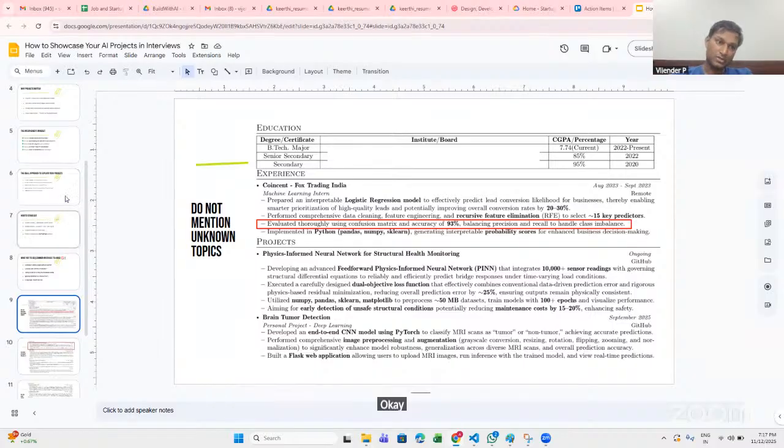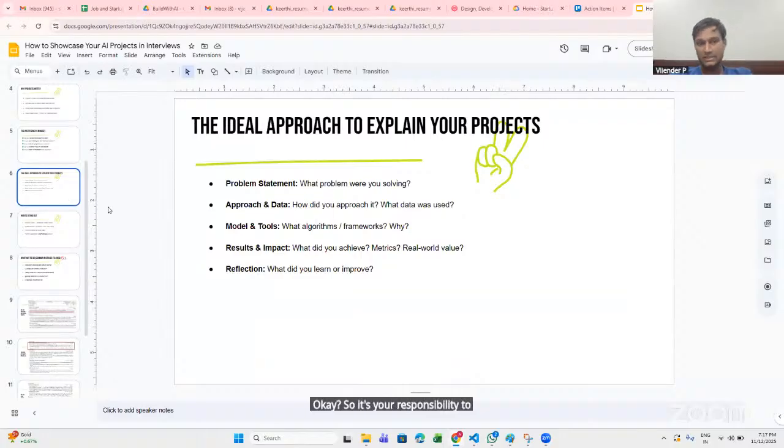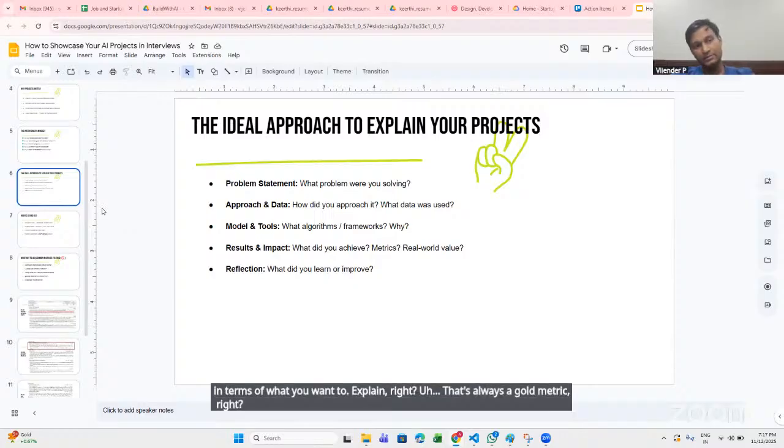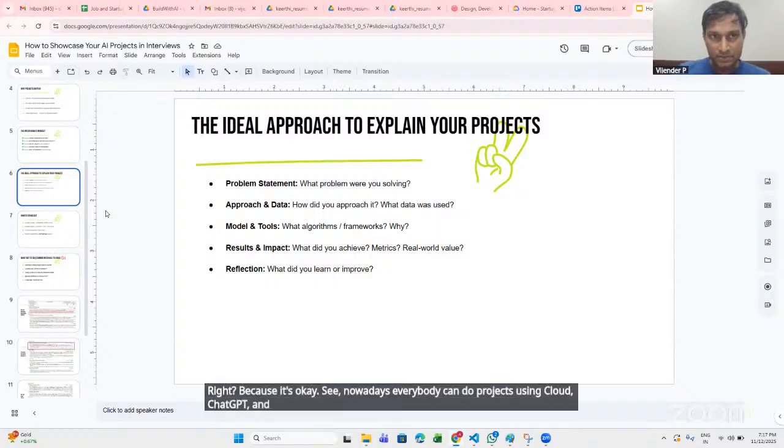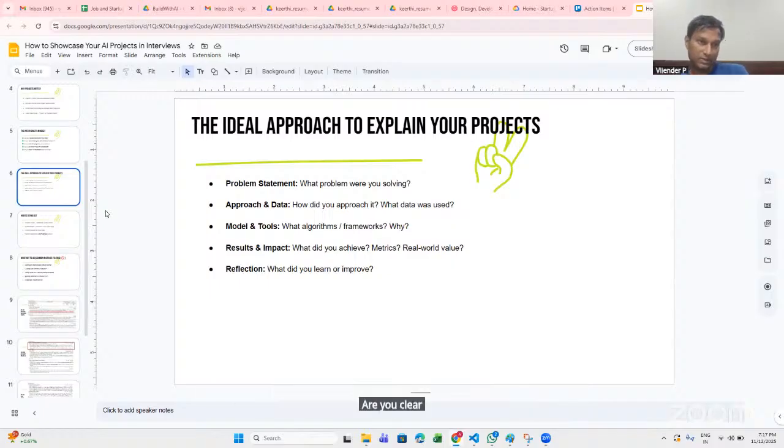So it's your responsibility to explain clearly what you want to explain, right? That's always a gold metric. And a lot of times interviewers are not looking at what exactly you did, right? Because nowadays everybody can do projects using Claude, ChatGPT and all, right? They're looking at: are you clear about what you're trying to do? Are you clear about how you're doing it? And are you able to communicate whatever you're trying to do in a clear manner, correct?